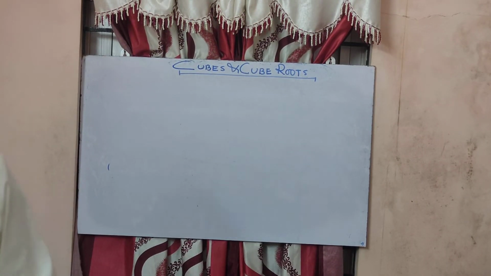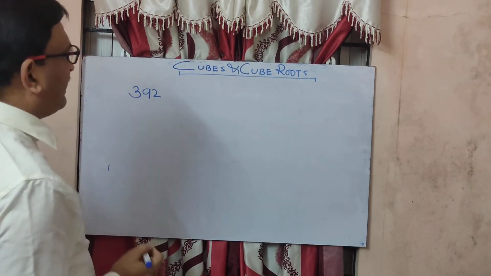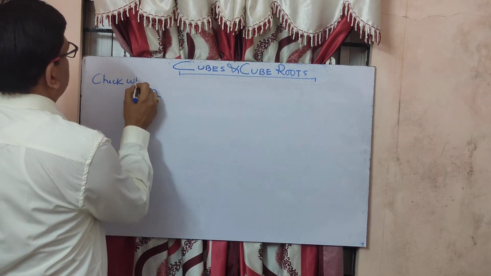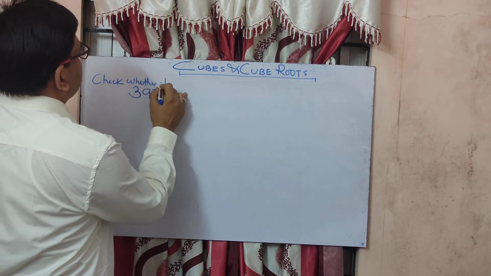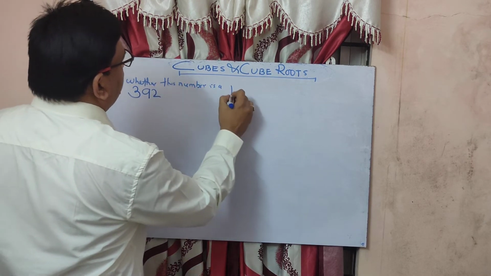Okay, now let us do some examples. First of all, let us take one number, that is 392. What we have to find out is to check whether this number is a perfect cube.